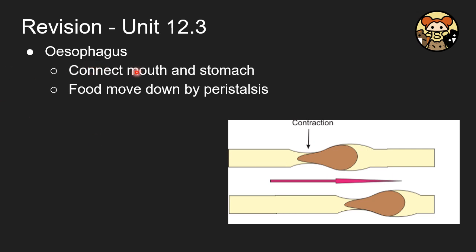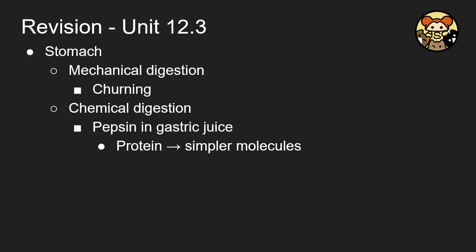The esophagus connects the mouth and the stomach, and the food will move down by peristalsis. Here is a diagram showing how peristalsis works. In the stomach, again, there will be two types of digestion. Mechanical one by the churning, and another one will be chemical digestion. The pepsin in the gastric juice will break down the proteins into simpler molecules.